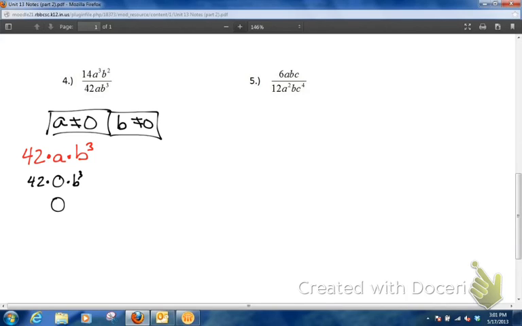Because again, if b was equal to 0 down here in this work, you'd have 42 times whatever a is times 0 cubed. Well, 0 cubed is 0, and 0 times anything makes 0. So a cannot equal 0 and b cannot equal 0 are the excluded values. You still do have to simplify. You know, this problem's not done because you haven't finished working it out.